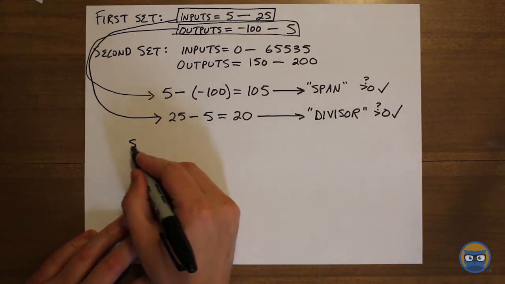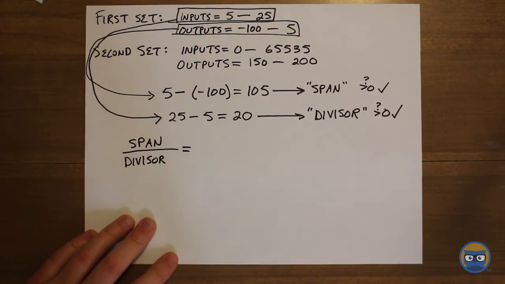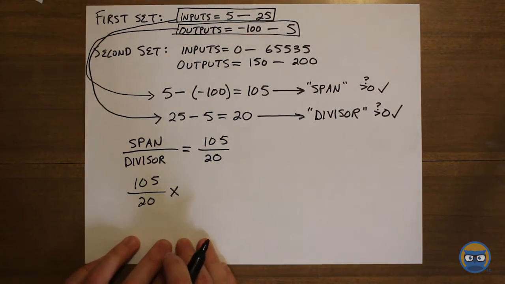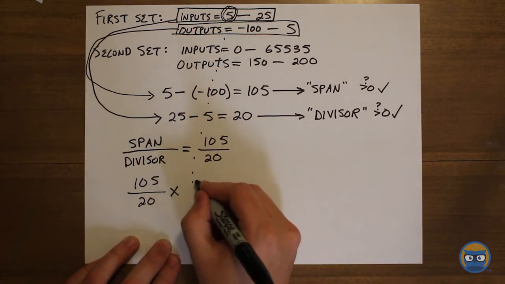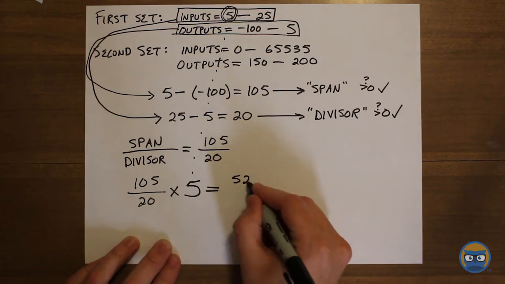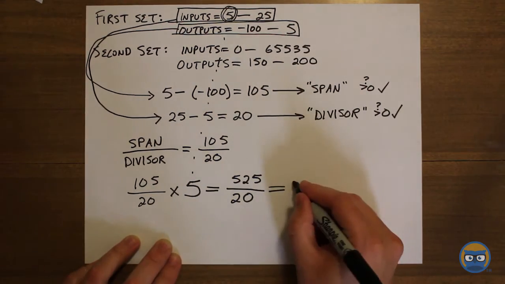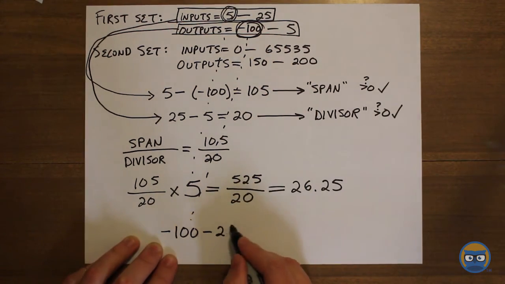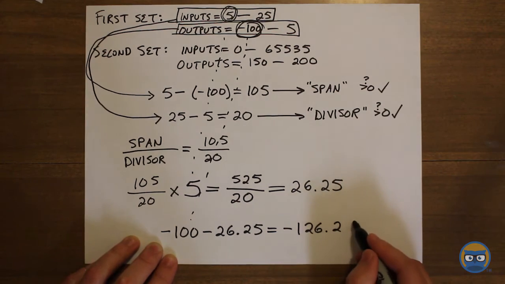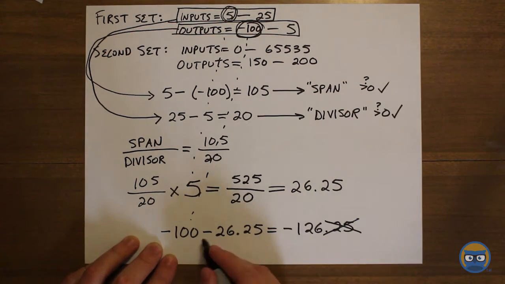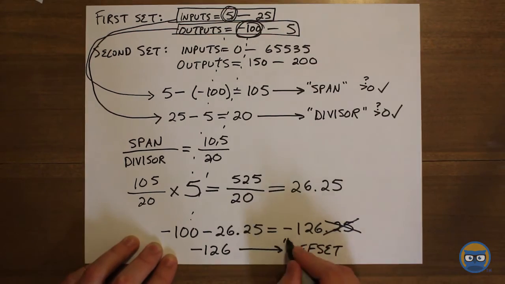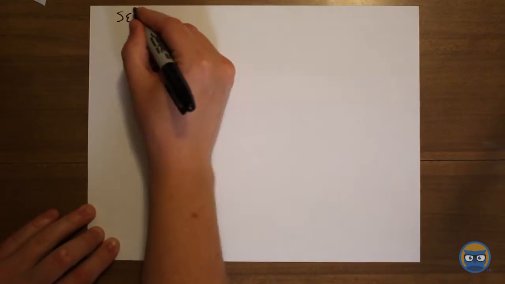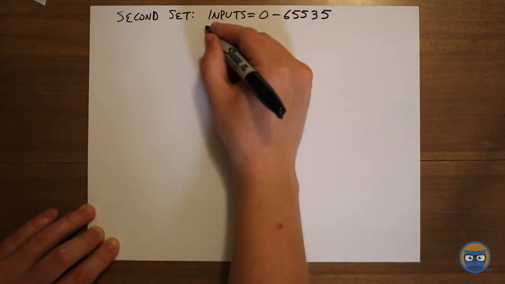Now the last part is a little tricky. What you're going to do is divide your span by your divisor, and then multiply that result by the lowest input value. And then you're going to take that answer and subtract it from the lowest output value. This is going to be your offset. And if your offset has a decimal in it, just get rid of the decimal and then put the result in your offset parameter. And now I'll quickly go through the same process for the second set of numbers.